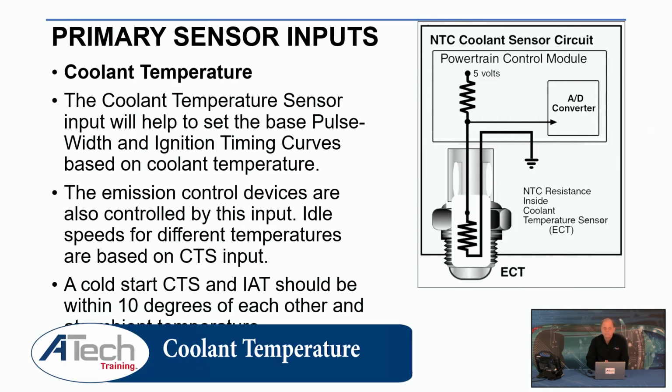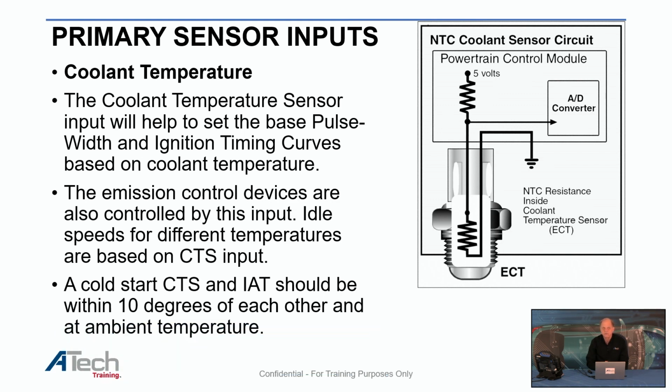Coolant temp. Coolant temp is going to give you the base pulse width when you first start up on a cold engine, and the ignition timing curves on a cold engine. As you warm up, it will go to a different table, a different setting, as the temperatures change. The emission control devices are also controlled by this. On a cold engine, it's not going to allow certain things to work at idle speed. As it warms up, it will allow emissions devices to work.